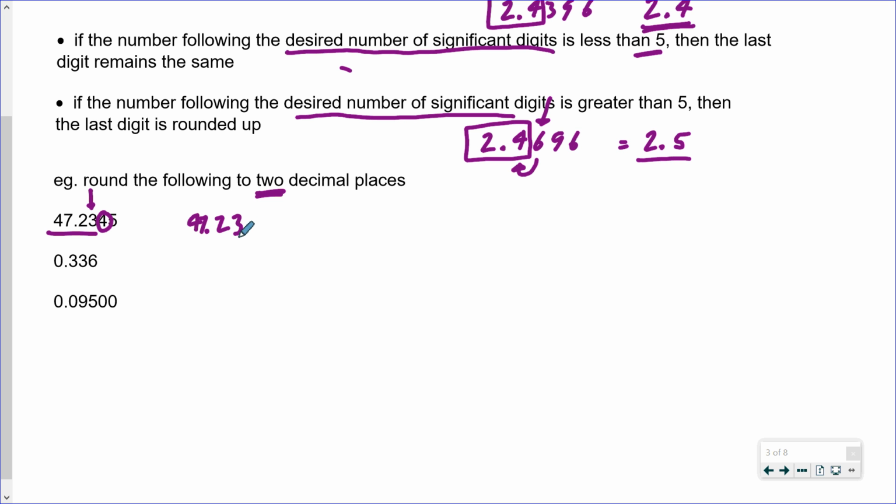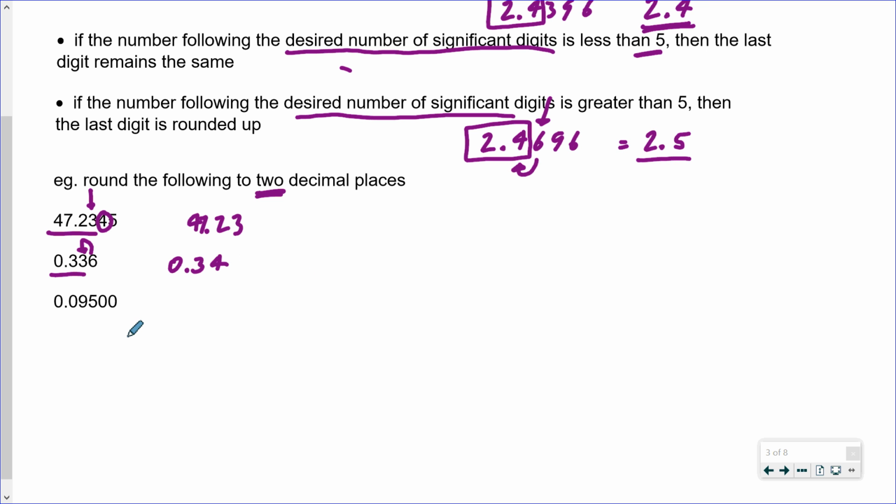Okay, that is 47.23. For the next one, now rounding to 2 decimal places, the next one after the second 3 is 5 or greater. So we're actually going to bump the previous number up. So this becomes 0.34, correctly rounded to 2 decimal places.